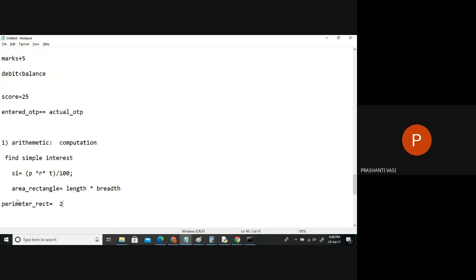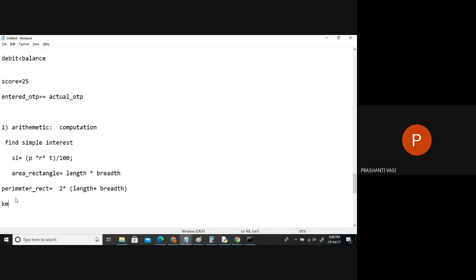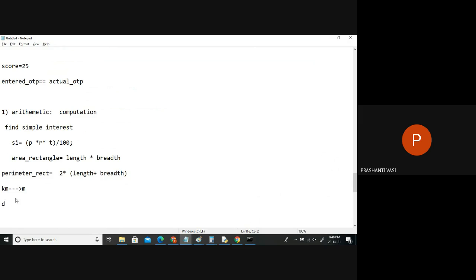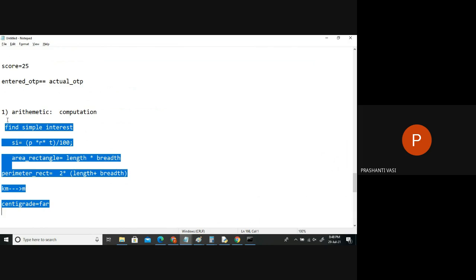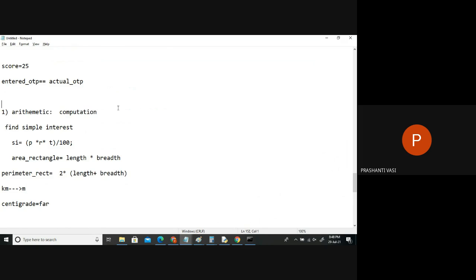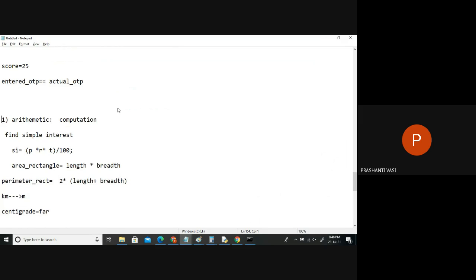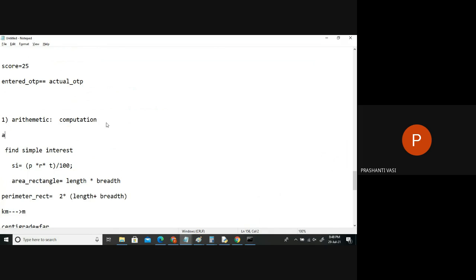So again, we are using some formulas here. So any calculation, we want to convert kilometers to meters, we will use some formula. To convert degree centigrade to Fahrenheit, there is a formula. So for everything, do we have a formula or not? So for any calculations, mathematical calculations, we use which operators? Arithmetic.